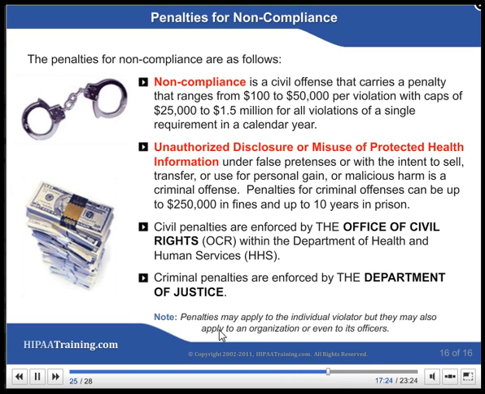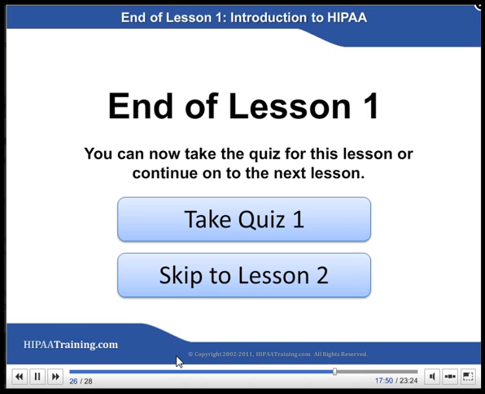Civil penalties are enforced by the Office of Civil Rights, OCR, within the Department of Health and Human Services, HHS. Criminal penalties are enforced by the Department of Justice. Note: penalties may apply to the individual violator, but they may also apply to an organization or even to its officers. Let's take a quiz to review what you've learned.